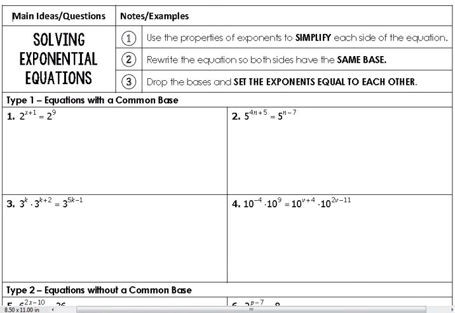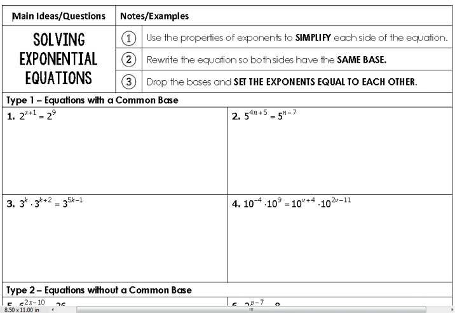So solving exponential equations. Let's look at those instructions first. It says use the properties of exponents to simplify each side of the equation. What that means is if you look at examples 3 and 4, we've got multiple bases of 3 on the left side, and then in number 4, both sides have multiple bases of 10. So we're going to use our properties of exponents to simplify those. Then we need to make sure that each side has the same base.